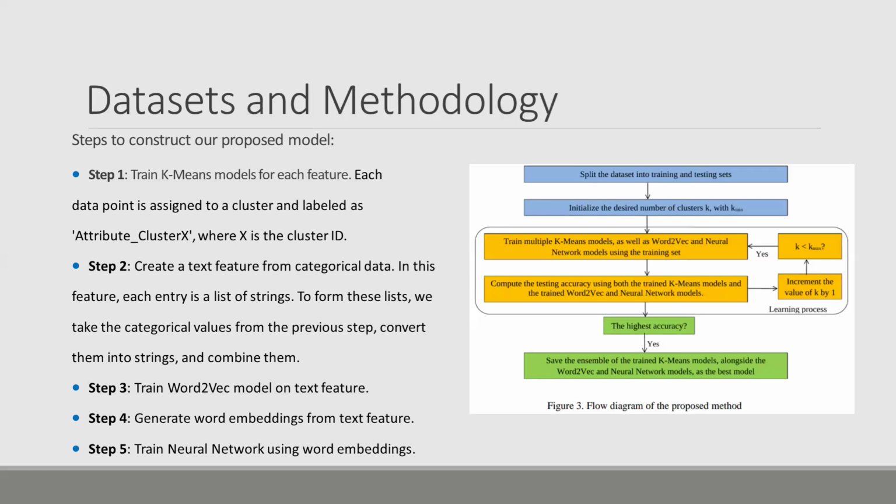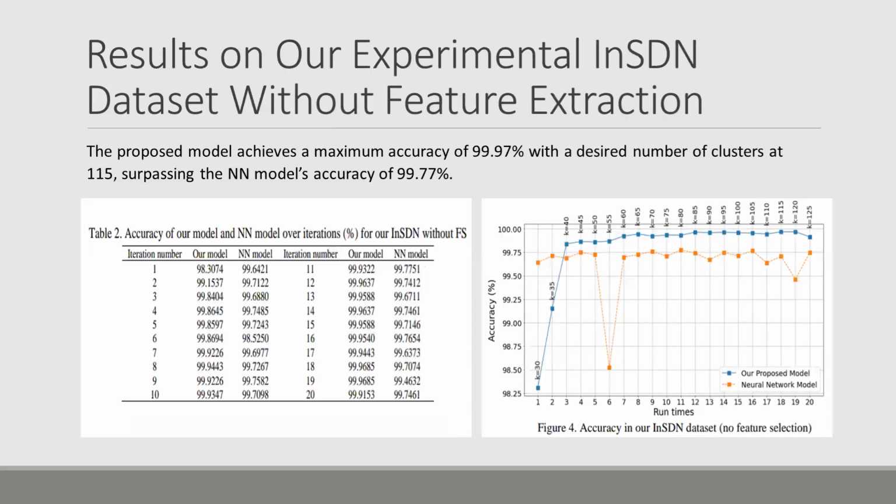Finally, the word embeddings generated in step 4 are fed as input features for training the neural network, which performs the classification task. Next, we will present the experimental results, showcasing the performance of our proposed model in network traffic classification against a traditional neural network model.